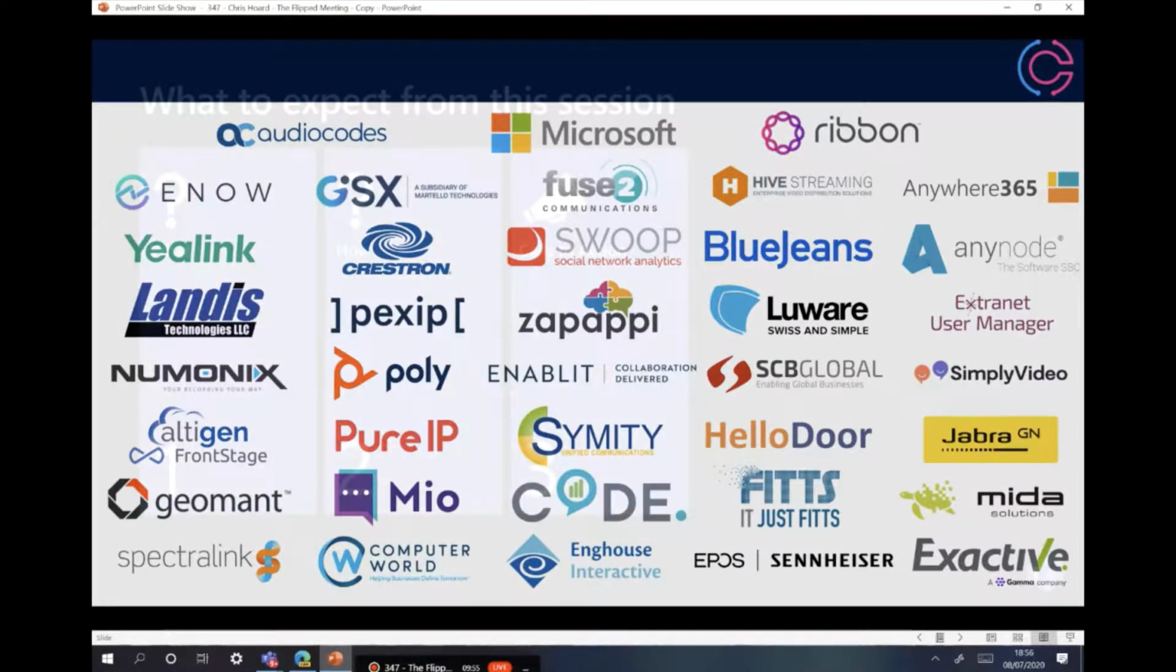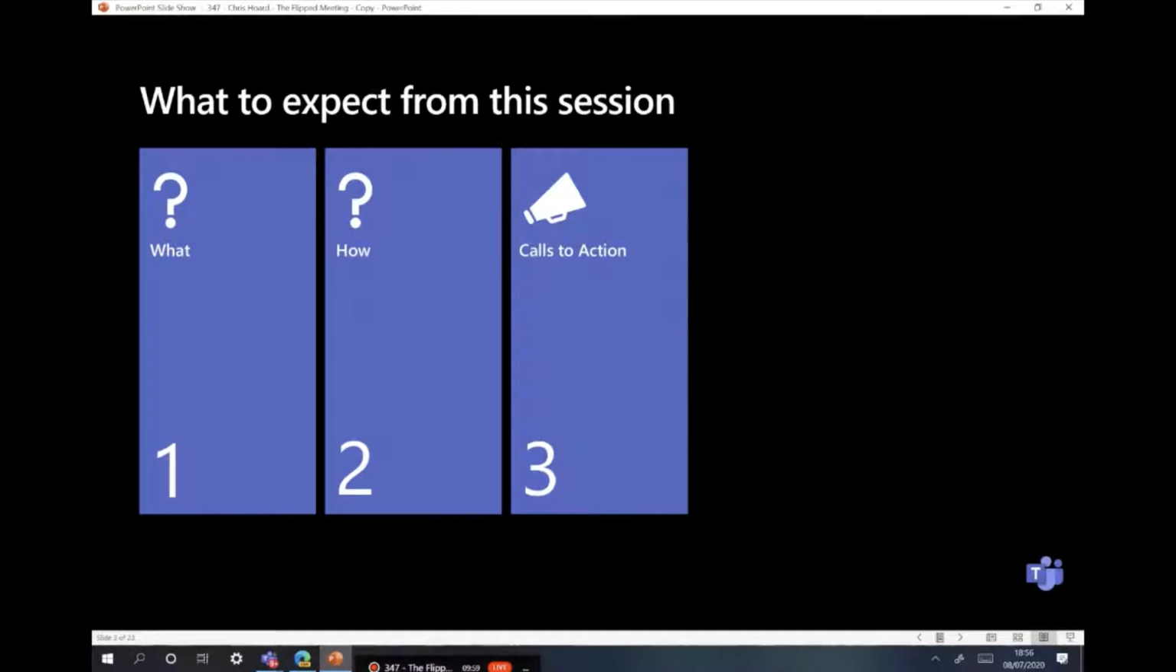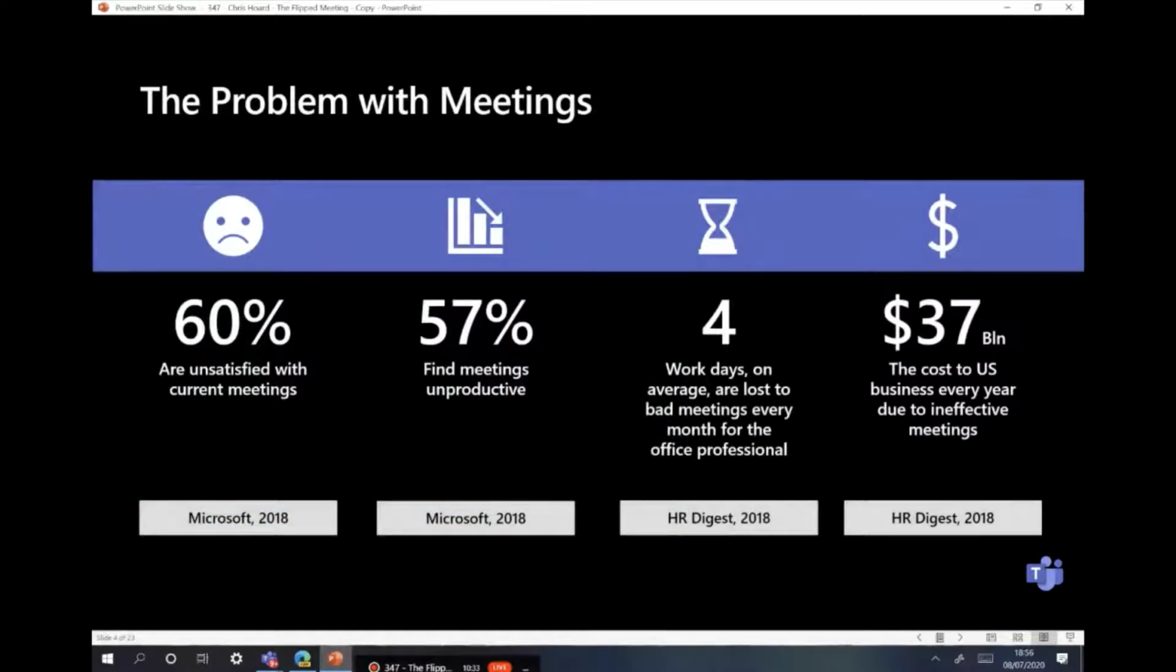Now this session, what to expect from today, what to expect from the Flip Meeting, is basically broken down into three parts. First, we're going to explore what is the Flip Meeting. Second, we're going to see how we can implement it. And third, we're going to wrap the session up with some calls to action. Now, this is an introductory and conceptual session. It's a level 100 session, so we're not going to venture too far into the weeds. It's intended to give you some new thoughts and to have some takeaways that you can go and implement straight away.